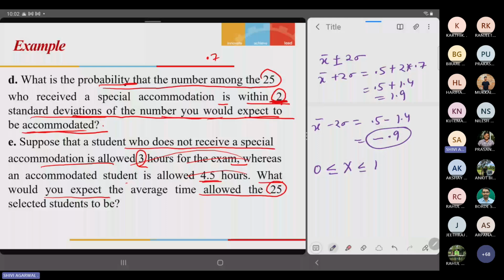Okay, so it is given within 2 standard deviations of the number you would expect to be accommodated. Because we are finding the range within 2 standard deviations of the number, so x bar plus minus 2 sigma. Sigma is the standard deviation here.